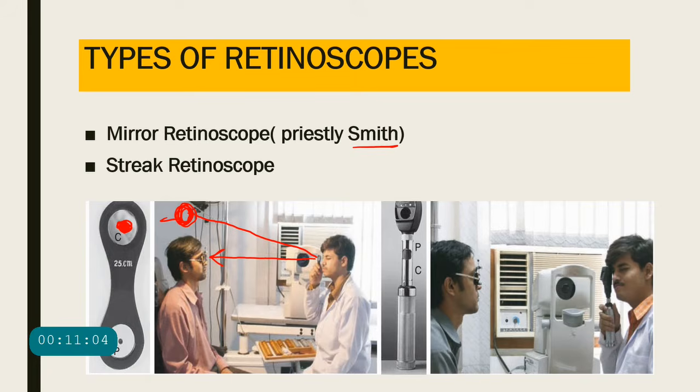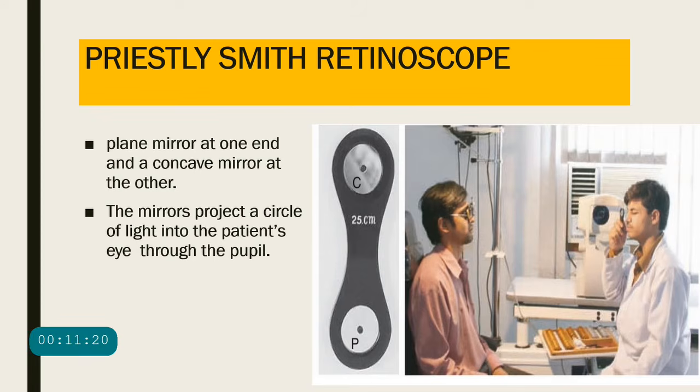However, in case of a streak retinoscope, the source of light is actually present within the handle of the retinoscope, and usually it's a bulb with a filament. So it's an internal source of light in streak retinoscopy, and in mirror retinoscopy we have an external source of light.